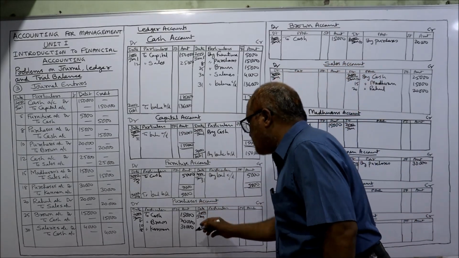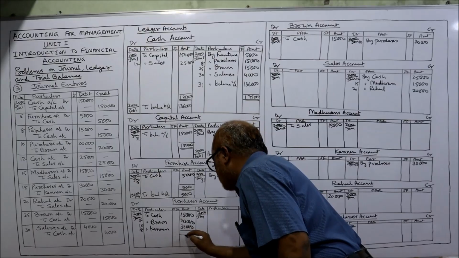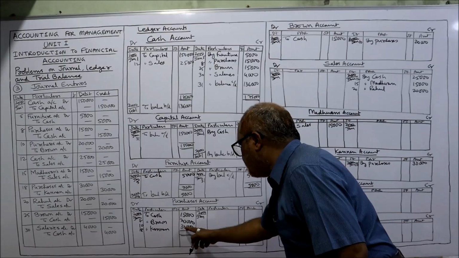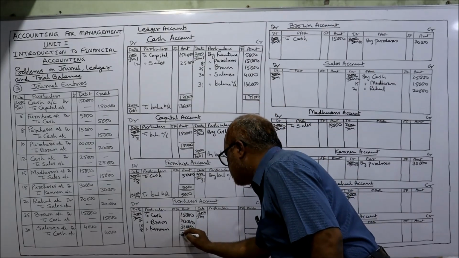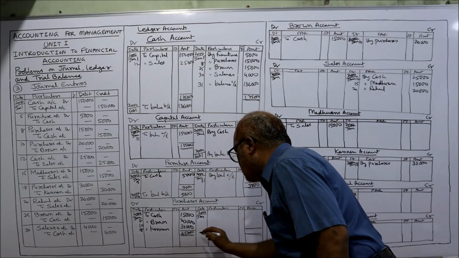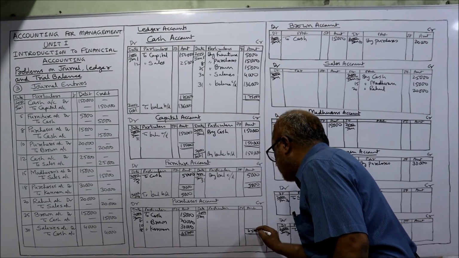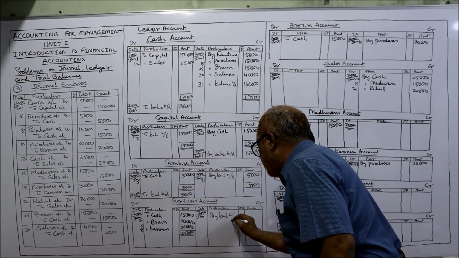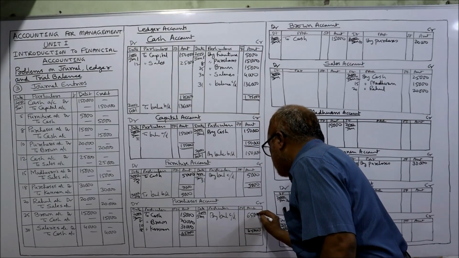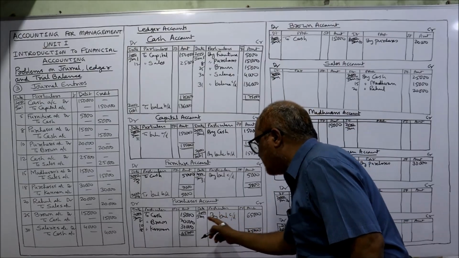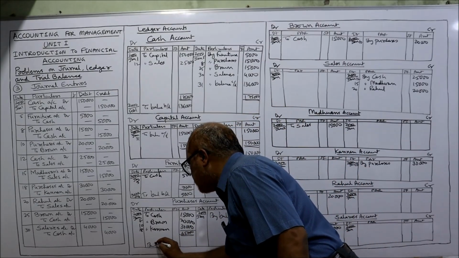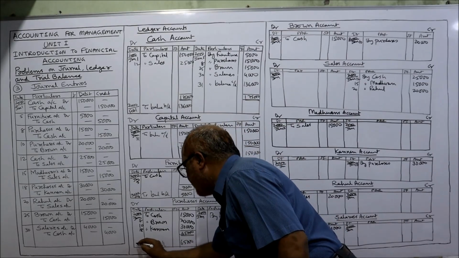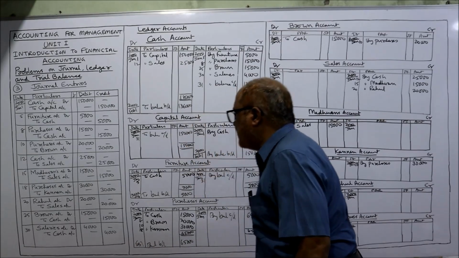Last one is this one, purchase account. Purchase account, we don't have anything on the credit side. Debit side, 20 plus 30, 50, 65,000. 65,000 is the total on the debit side. Same 65,000 take it on the credit side, by balance carried down 65,000. Now carried down we have taken on credit side. So debit side balance brought down 65,000. This is February 1st. Balancing over.